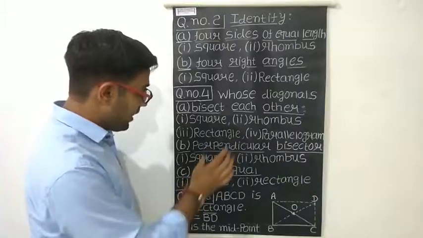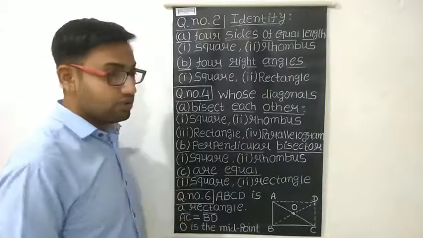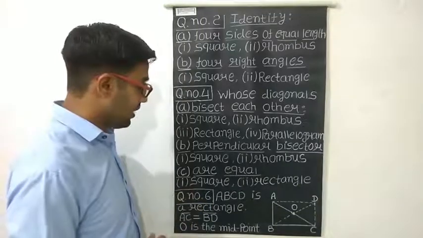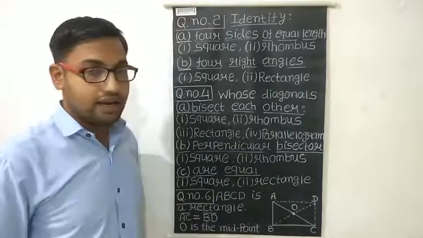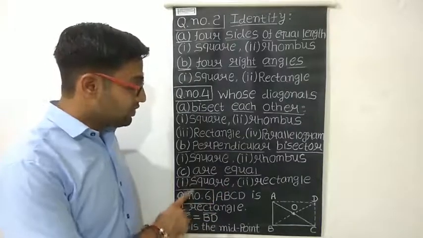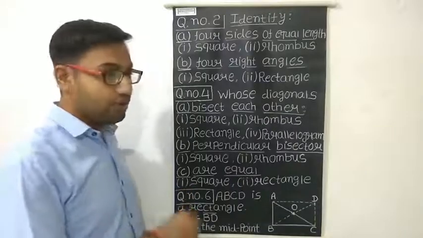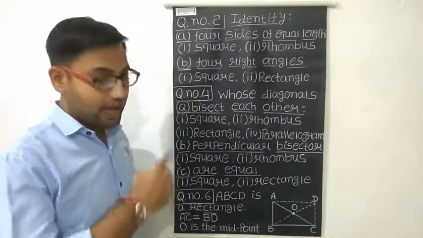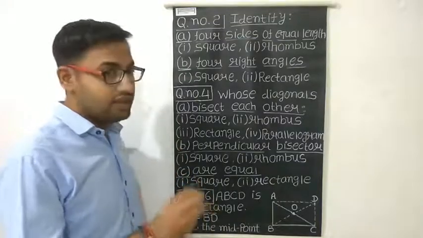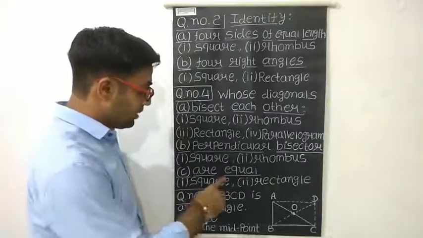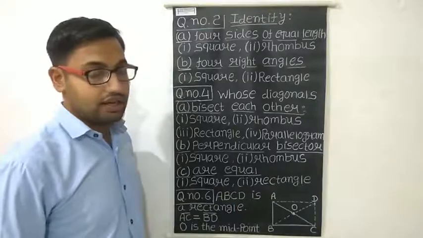C is the diagonals are equal. So here also, which two or three or four quadrilaterals have the diagonals equal? Only two shapes. One is square and second one is rectangle. That means these two quadrilaterals have all the angles as right angles, and these two quadrilaterals have diagonal length equal, right? So the diagonal length is equal in two quadrilaterals, one is square and second one is rectangle.